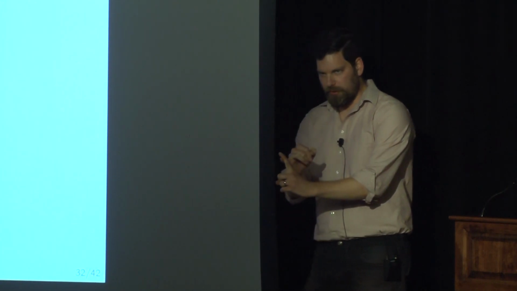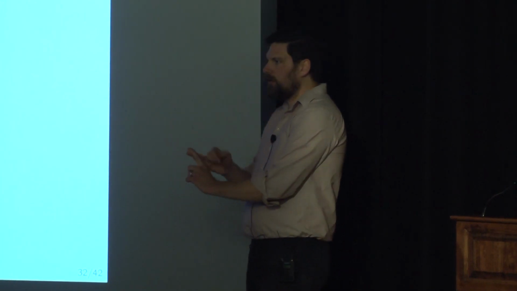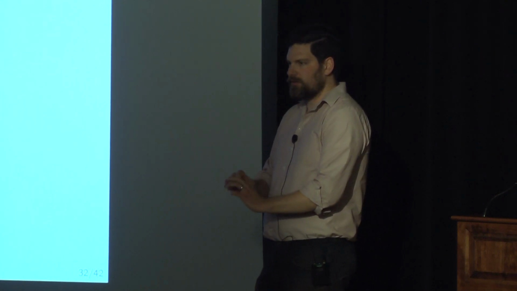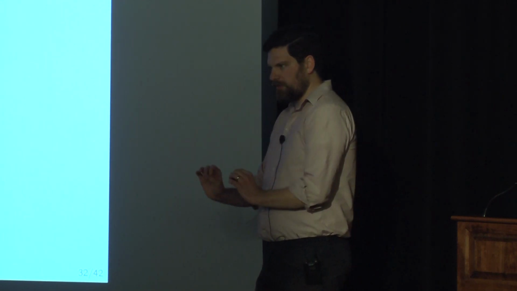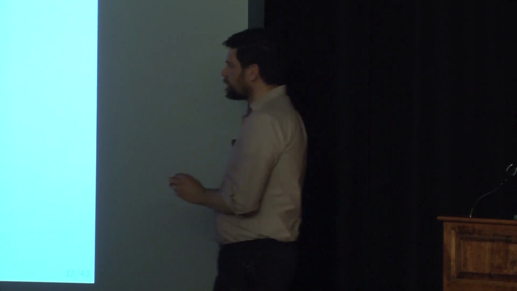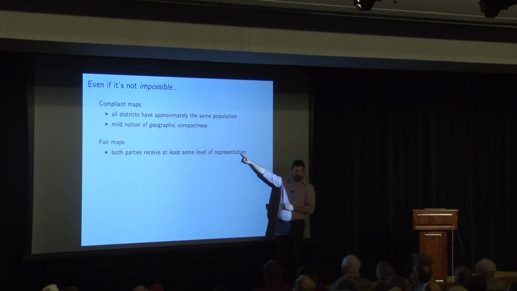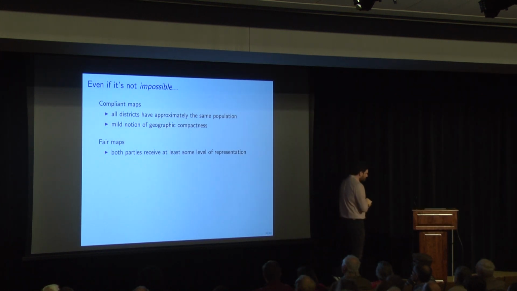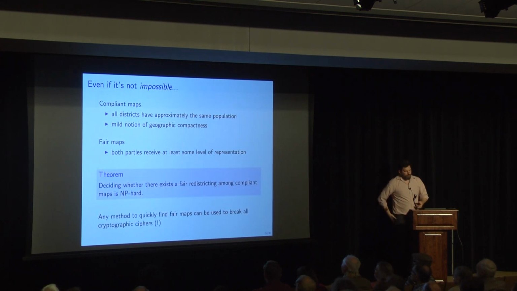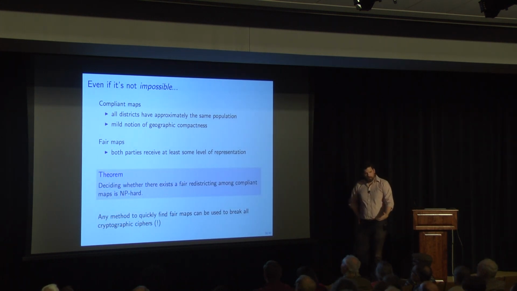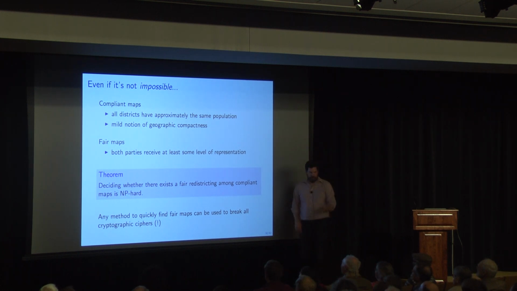So I ask for one person, one vote. I also ask for a reasonable notion of compactness. This one isn't Polsby-Popper, it's something else, but it's reasonable. And amongst all maps that satisfy those two things, I'm trying to find a map where if you get 49% of the vote, then you get 1% of the seats. So if I give you a map and you try to find a fair map amongst compliant maps, you're going to have a hard time.